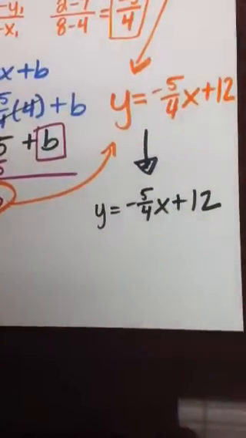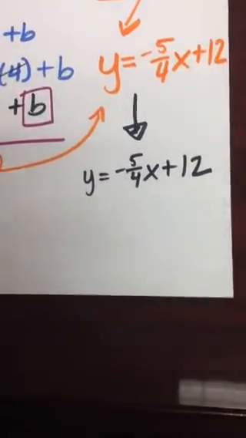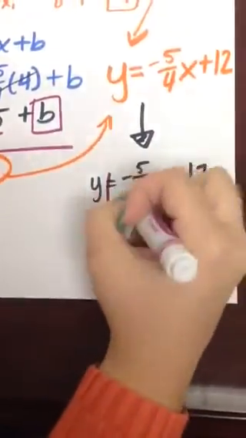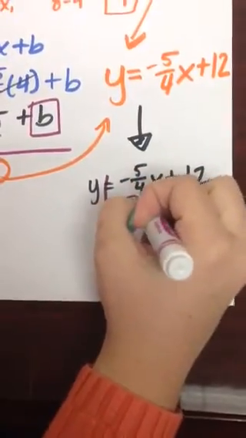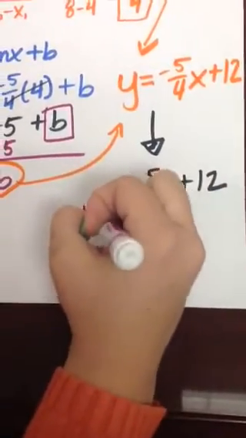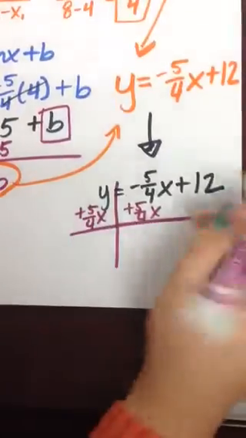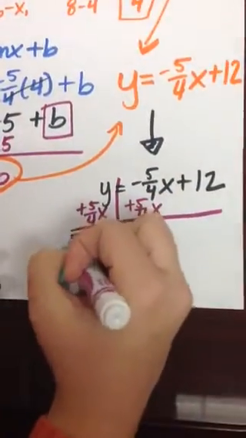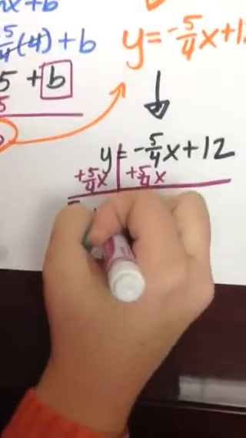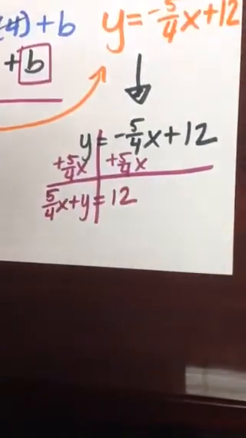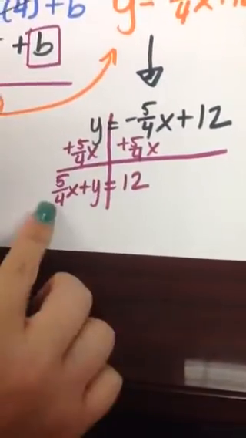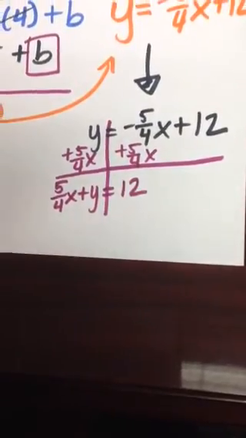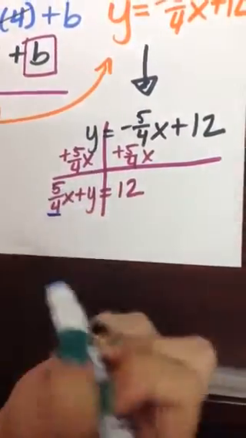Remember, standard form is you have to have x and y on the same side. So you would add negative 5/4 x. Because it is negative, you add. They're not the same family, so you just rewrite it. And then we look at our a. Is our a positive? Yes. Is it a whole number?